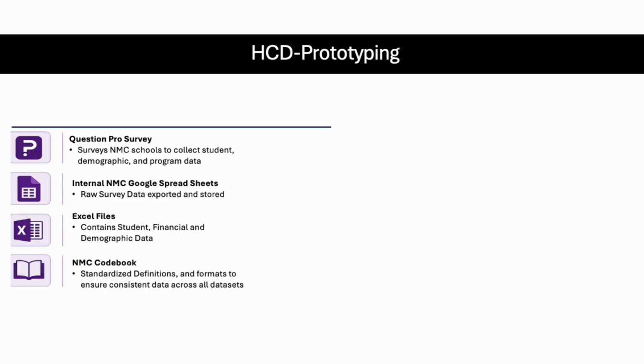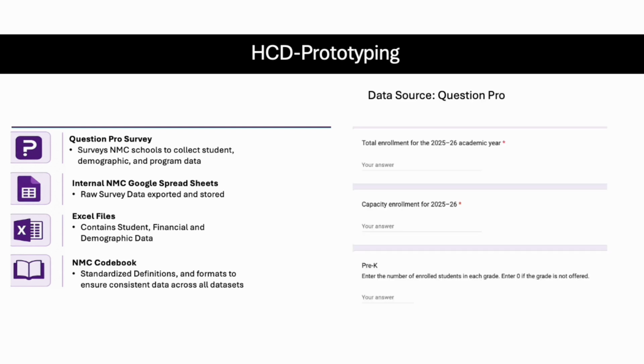Next, for our prototyping, we had to take data from four different sources: our QuestionPro, internal NMC Google spreadsheets, Excel files, and the NMC codebook. Our first data source is QuestionPro. This is where NMC obtains all of their postgraduate outcomes. For instance, their total enrollment for the 25 to 26 academic year, capacity.